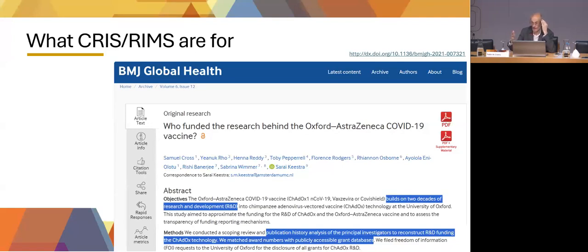They had to file freedom of information requests to the University of Oxford in order to collect information on what projects had been funded there that would eventually result in this vaccine. It's a really interesting insight they have.